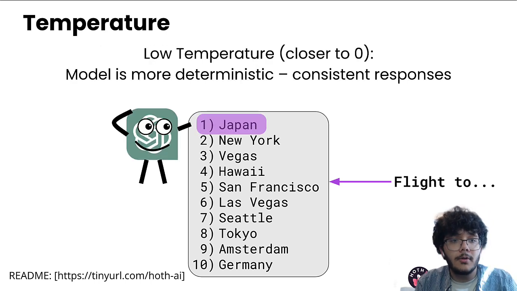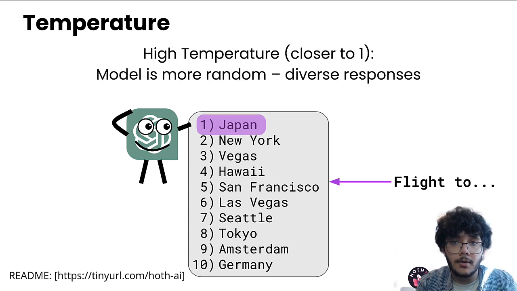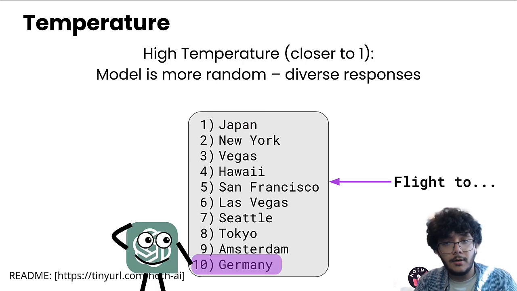Well, in a model with lower temperature, the model will be more deterministic, so it will consistently reply with the top option, which in this case is Japan. But in a model with higher temperature, the response will be more random and diverse. This means that ChatGPT could reply with Japan, but it could also reply with Germany, or even any of the places on the list.